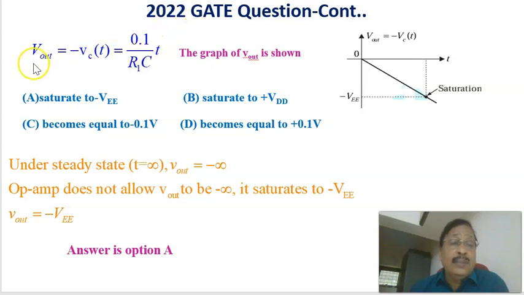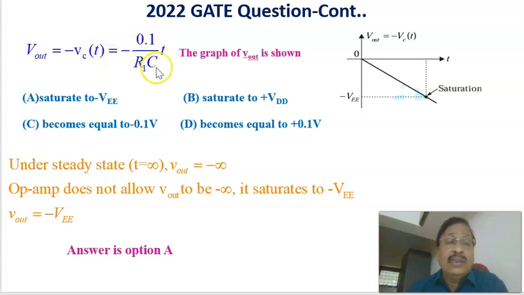Now, continuing the same problem, V out equal to minus VCT, which is equal to minus of 0.1 divided by R1C into T, and this is having a negative slope of 0.1 R1C. That is why that is represented here. The output voltage waveform with respect to time, we are having the equation minus 0.1 divided by R1C, and the slope is equal to negative slope, which is equal to minus 0.1 divided by R1C.